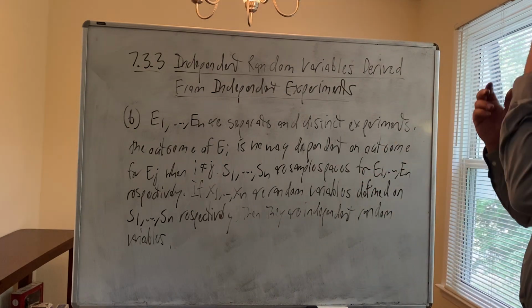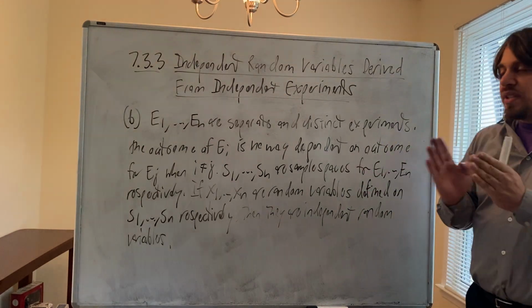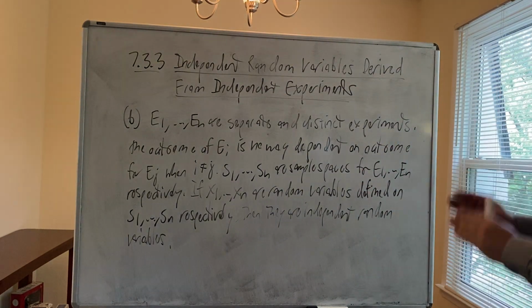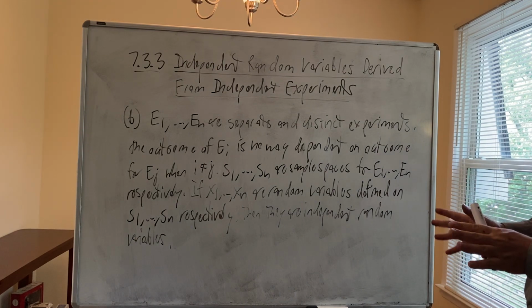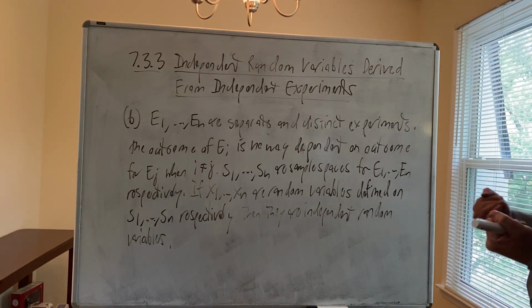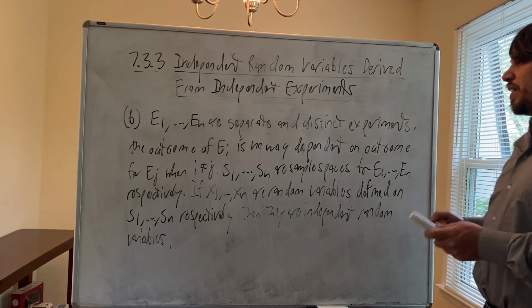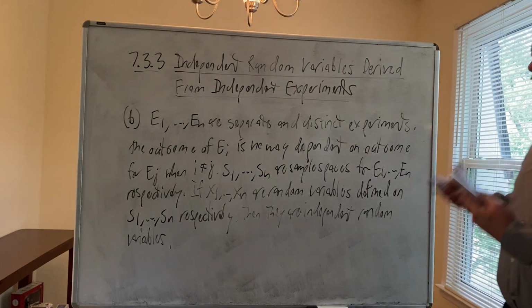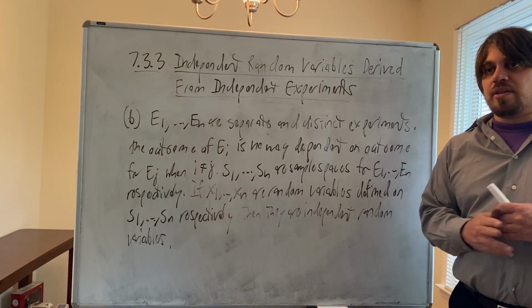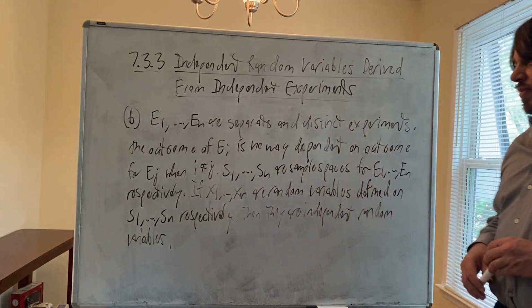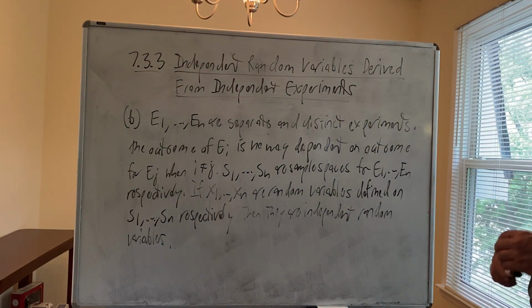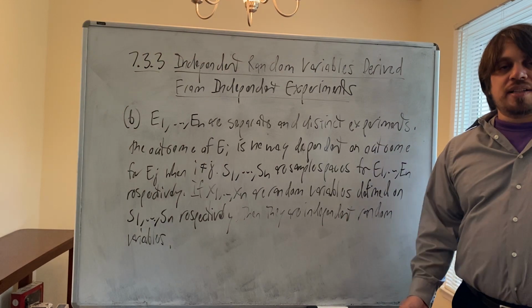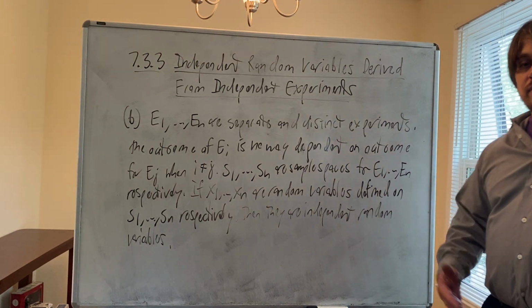Okay, so part B says if you have E1 to En are separate and distinct experiments, completely different, separate and distinct, and the outcome of each E sub i is in no way dependent on the outcome for E sub j when i is not equal j. So the outcome of any one experiment is not dependent on the outcomes of any of the other experiments. S1 to Sn are the sample spaces for E1 to En respectively.